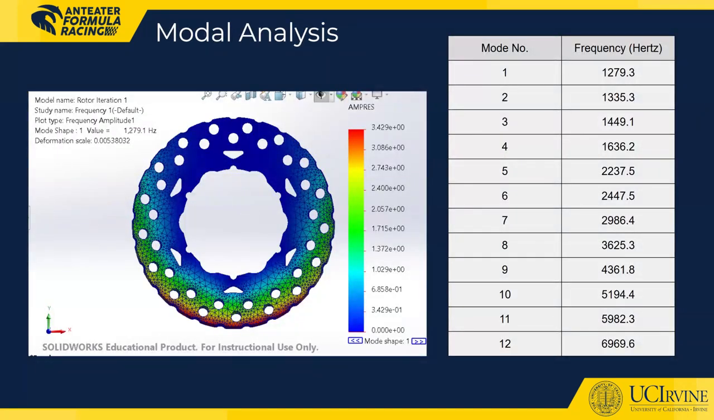Finally, modal analysis ensured that the rotor's natural frequencies wouldn't interfere with normal vehicle vibrations. Our results showed the lowest resonance mode at 1,279 Hz, well above the typical suspension and tire frequencies of 50 to 200 Hz. This confirms that the brake rotor will not experience unwanted resonant vibrations during operation.